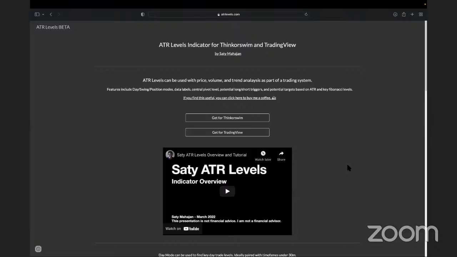But really, the ultimate goal of this is to make trading a little bit more fun, a little bit easier, hopefully reduce the FOMO, and reduce people's inability to hold trades, or their tendency to cut them too short, and maybe eliminate a little bit of the anxiety that goes on with trades. That's really the goal here. So it's an indicator that provides you levels, and you can use them with price, volume, and trend analysis to create a system.